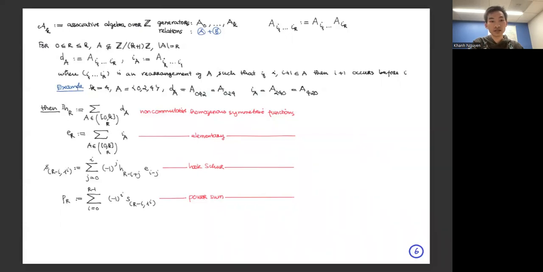And from HR and ER, we can define the Hook-Schur function by this formula. And I denote this one by S R minus I and 1 power I. And then I can define the power sum Schur function, the power sum symmetric function PR, through the Hook-Schur function. Yeah, by this formula.